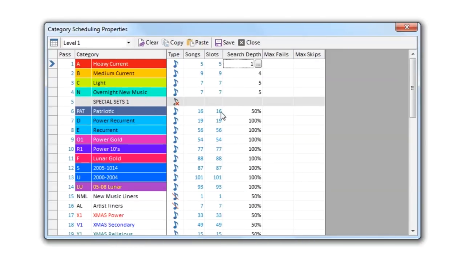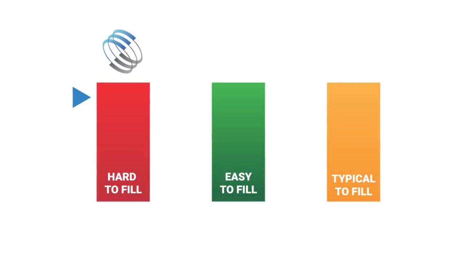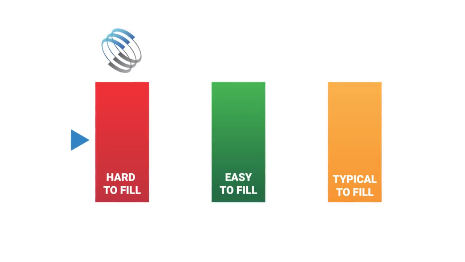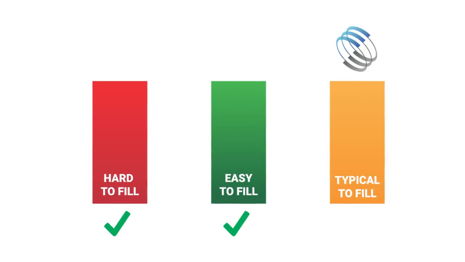There is an Edit Helper button in Schedule Properties to assist you in setting the search depths. In version 7, you'll see a new option called Virtual Search Depth. This is a unique new development that we are very excited to introduce. With this option on, MusicMaster calculates and adjusts the search depth based on how difficult it is to find a new song for each element.